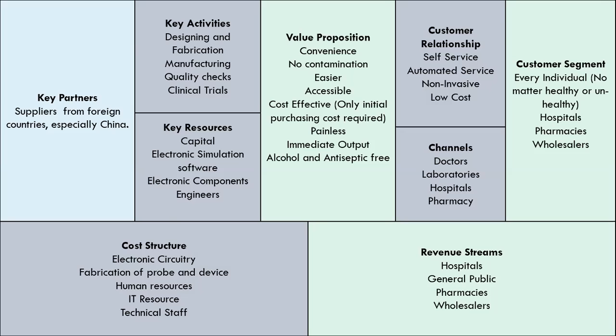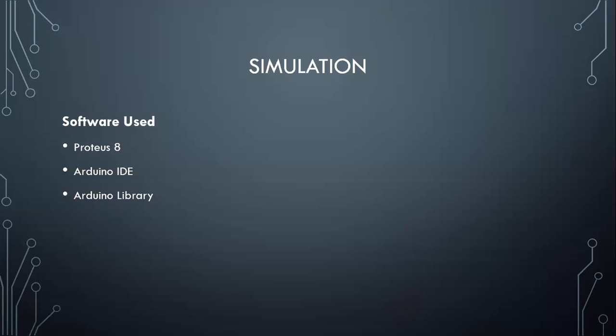So the cost structure is basically going to be the electronic circuitry which will be used in the device, the fabrication of probe and device, the human resource which we are going to require, the IT resource, and the technical staff. Revenue streams are going to be the hospitals, general public, pharmacies, and wholesalers, because we are going to sell to them. The software which we used for our simulation were Proteus 8, Arduino IDE, and Arduino library.